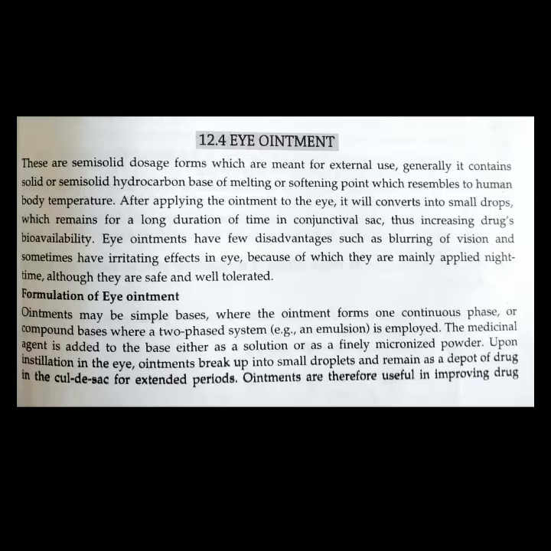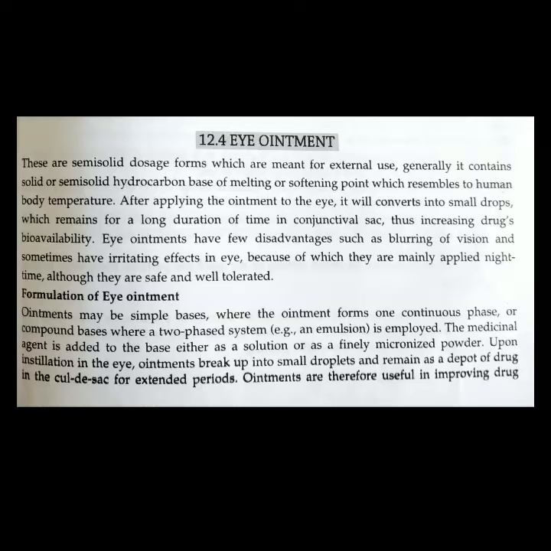Okay, and then next one is eye ointment. These are semi-solid dosage forms which are meant for external use. Generally, they contain a solid or semi-solid hydrocarbon base of melting or softening point close to human body temperature. After applying ointment to the eye, it will convert into small drops which remain for a long duration of time in the conjunctival sac, thus increasing drug availability.